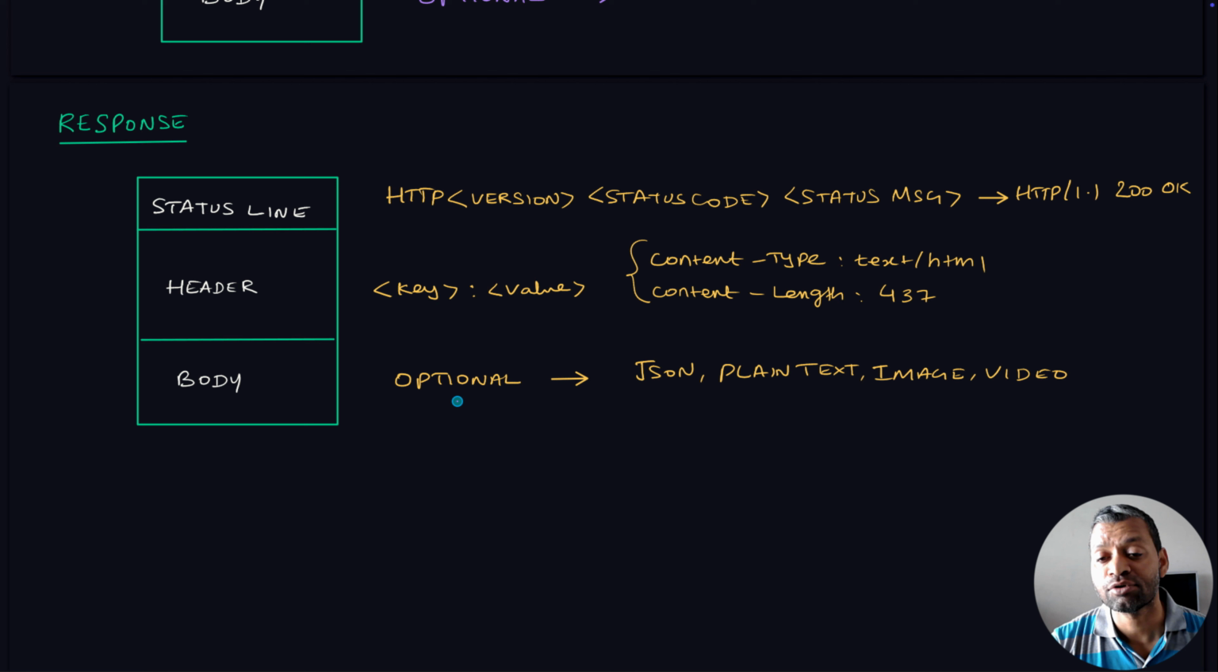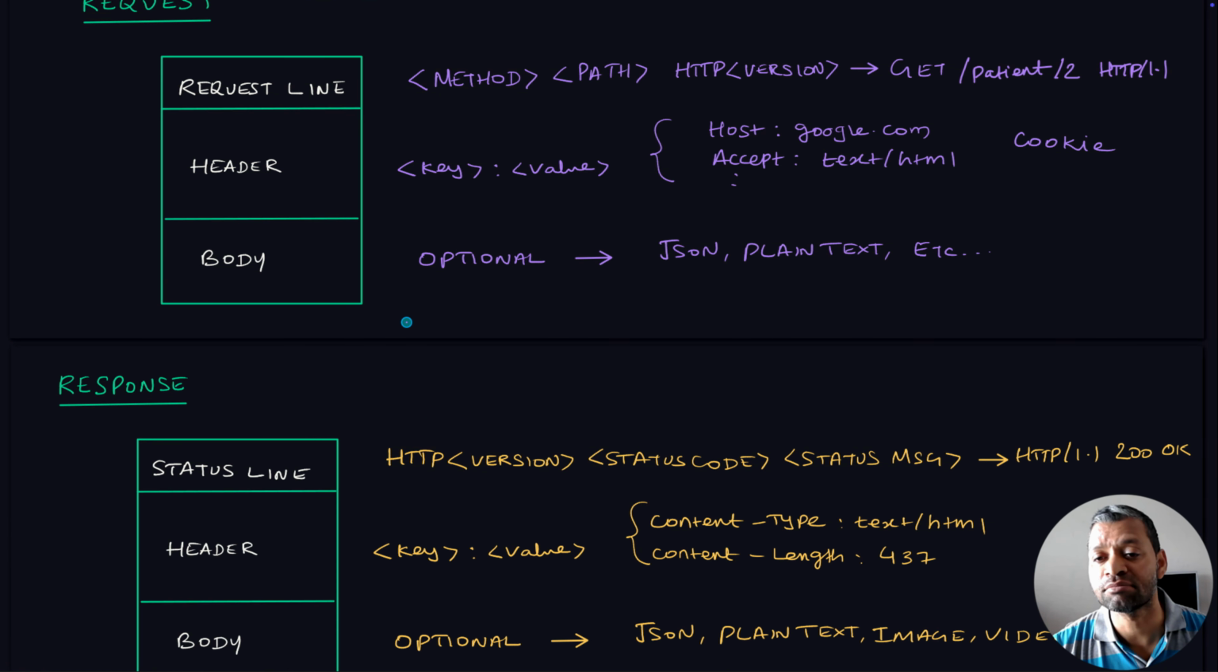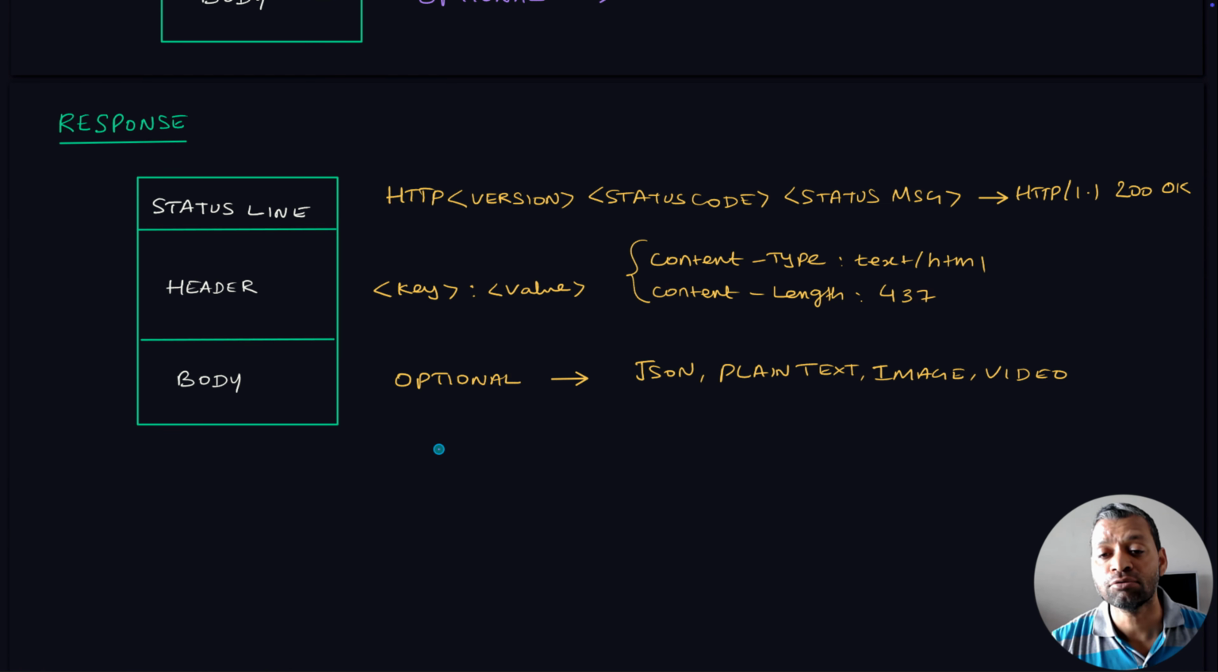So some of the responses may include body and some of them may not. The body can be of anything, very similar to request. The body can be anything like JSON, plain text, image, video, or anything that you can think of. Okay. So just to go back, we are using HTTP protocol for client-server communication in the context of web, and that protocol defines a particular structure and schema for request and response, and we had a brief look at them here. Okay, so I hope this is useful.